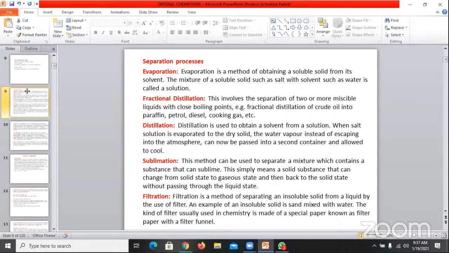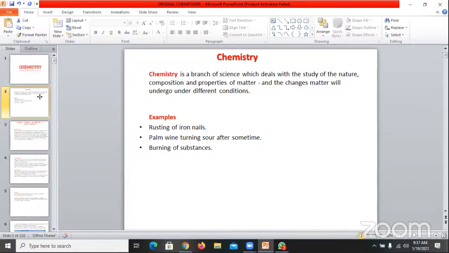Okay, so class, everybody, I hope we got the concept that we're able to explain today. We moved from what chemistry is, which is the branch of science which deals with the study of nature, composition, and properties of matter, and the changes that this matter can undergo under different conditions. And we looked at chemistry in life, rusting of iron, palm wine turning to some souring after some time.